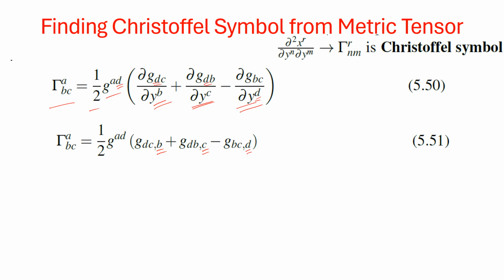So basically G is a metric tensor. G DC, you can say, B. This is partial differentiation with respect to YB of GDC. So while handling a problem, you will be able to understand how to find the Christoffel symbol for a given metric tensor.